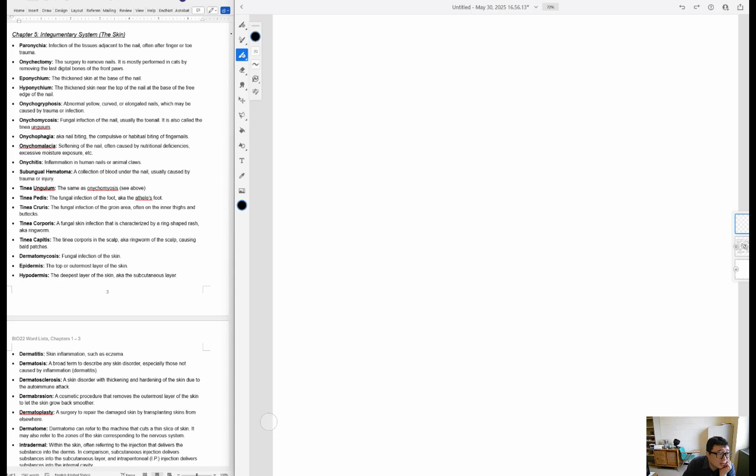This next one, all from tinea. Tinea means fungal infection. And why in this skin system do we have tinea? Because many fungal infections happen on the surface of the skin. So next we'll talk about fungal infections in different areas of the body.